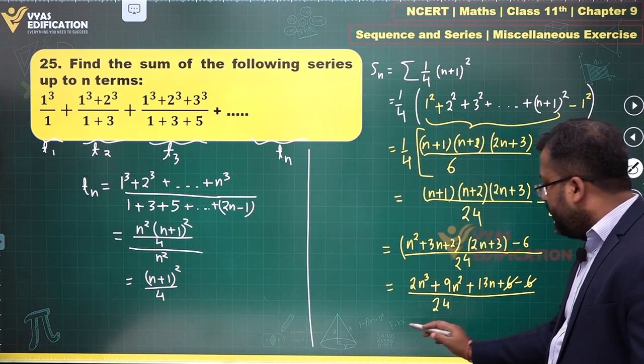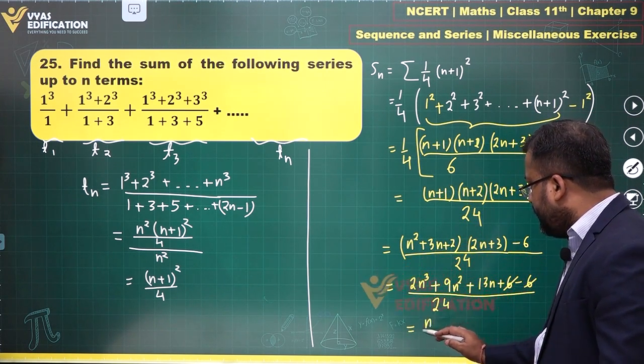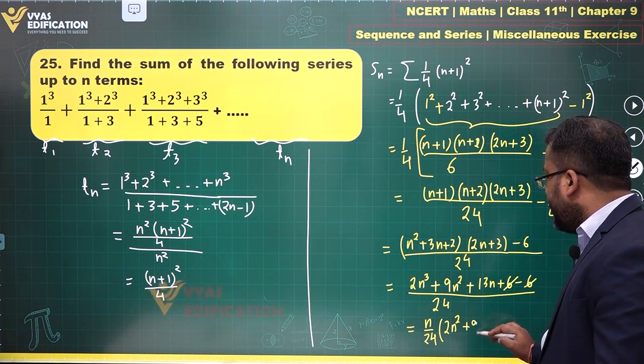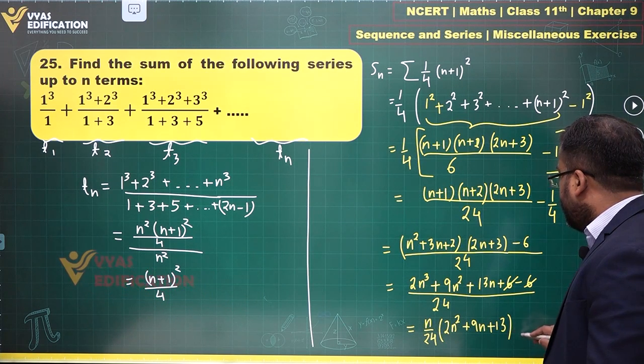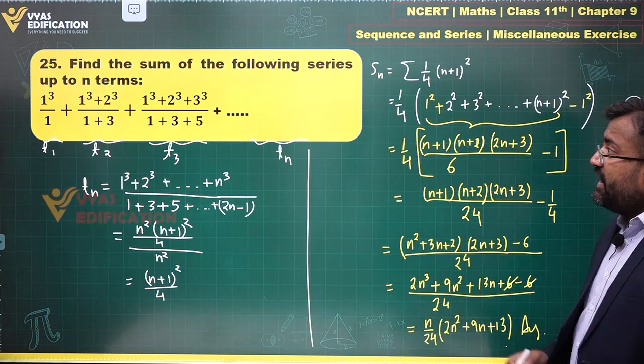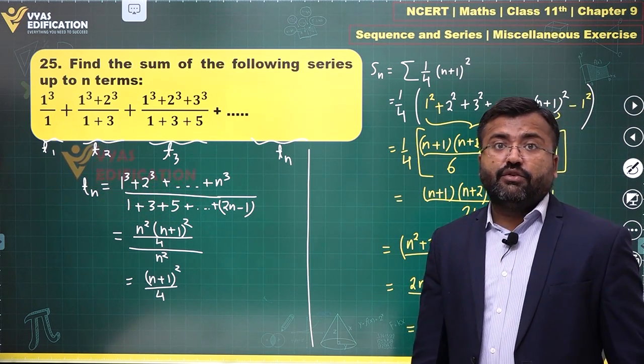So at this stage, this looks pretty simple now, n by 24, n comes out common, 2n square plus 9n plus 13 is my final answer, this or this, okay, this is better. So that's the final answer for this question number 25, as you can see over here.